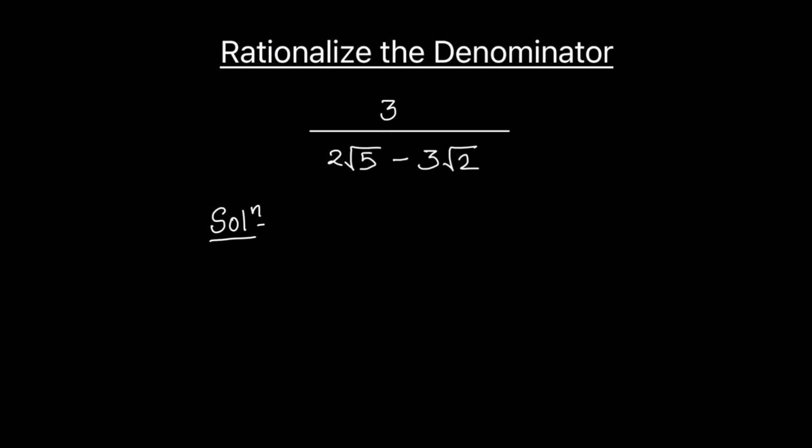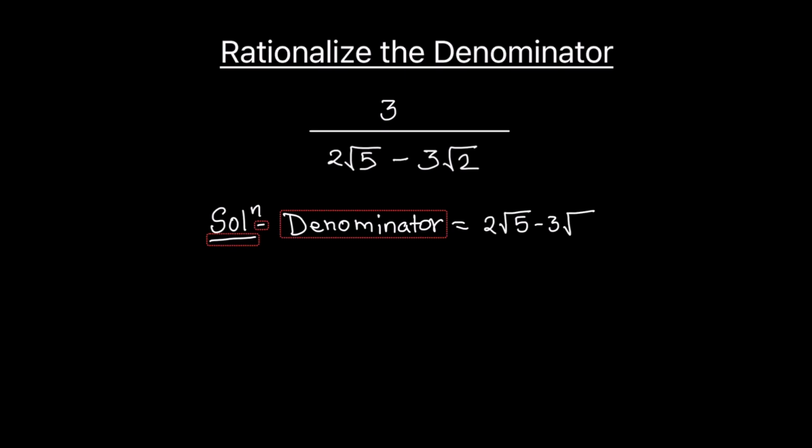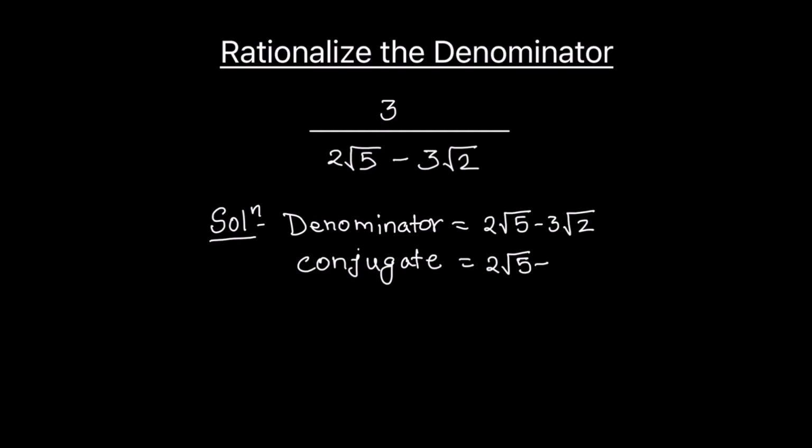So the first step for rationalizing the denominator is to identify the conjugate of the denominator. Here denominator is 2 root 5 minus 3 root 2. And the conjugate of the denominator will be 2 root 5 plus 3 root 2. The conjugate is the same expression with opposite sign.